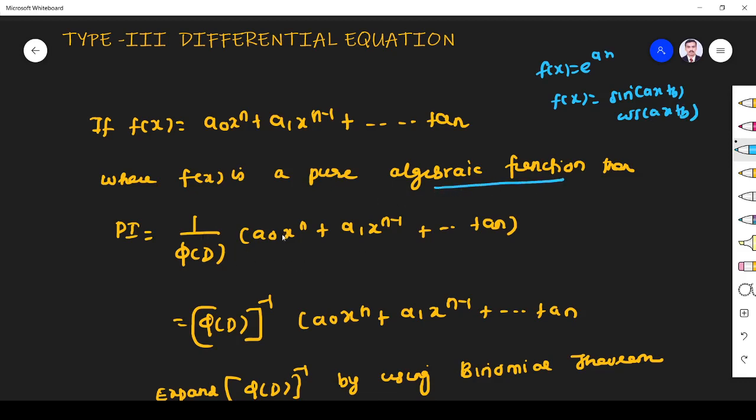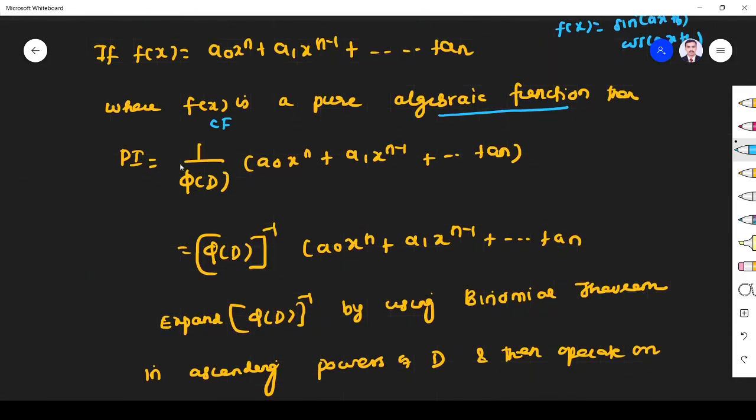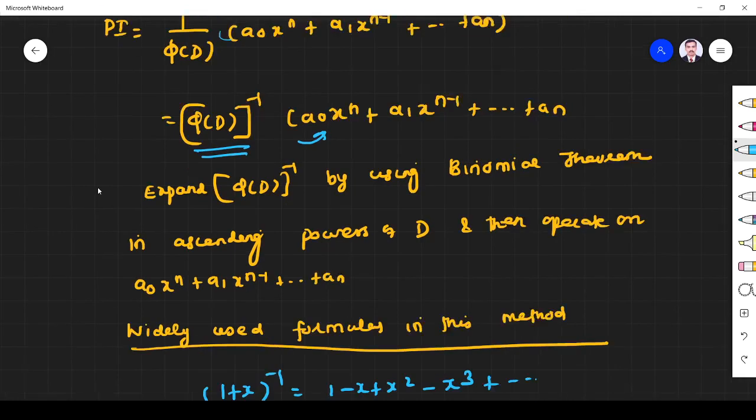So we know the differential equation will be like this. The complementary function, as usual, we can find by any one of the three methods depending on the roots. But for the particular integral, we have to follow this procedure. We always write 1 by phi of D into f of x. Then we take the inverse of 1 by phi of D. Then we expand this phi of D by using the binomial expansion in ascending powers of D, and only then we operate on the function. Let me explain in the example, then you will understand very easily. It is one of the easiest types to solve.